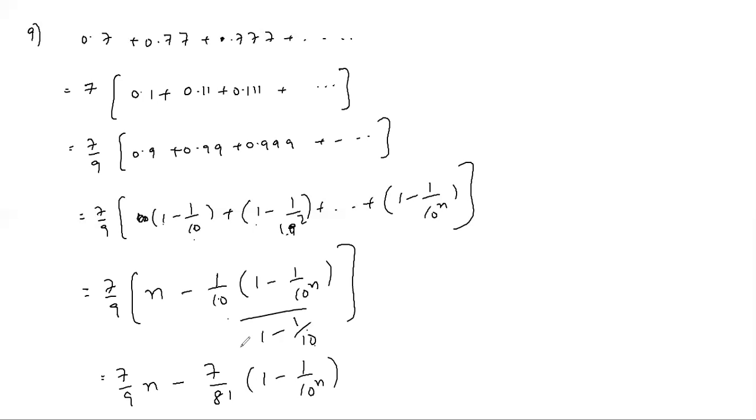Okay? The process is always the same: the repeated digit you take common, and always you have to multiply and divide with the 9. If it is without point, directly you will get 10 power 1, 10 power 2 and so on. If points are there, you will get 1 by 10, 1 by 10 square, 1 by 10 power n.